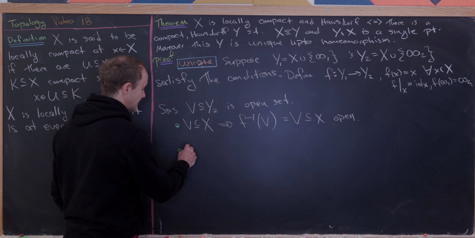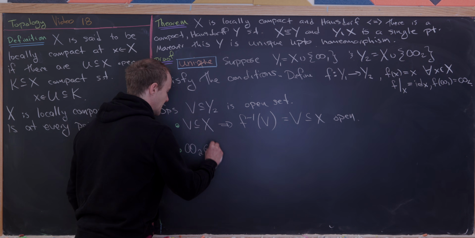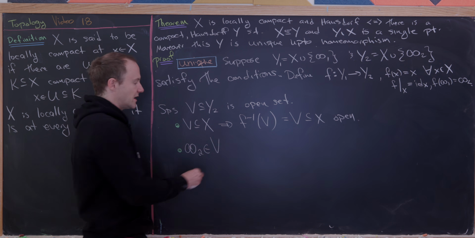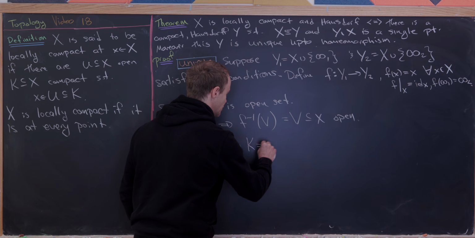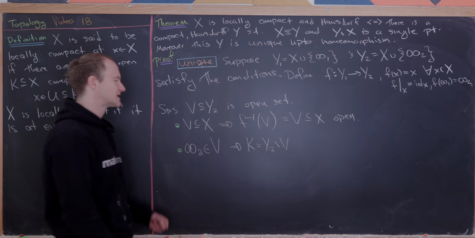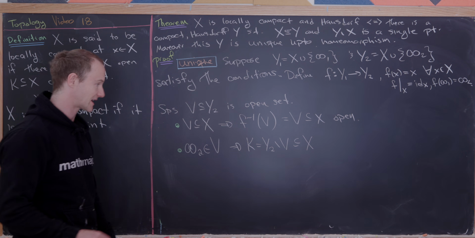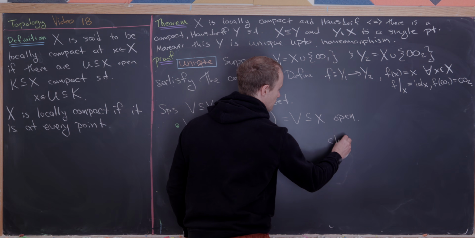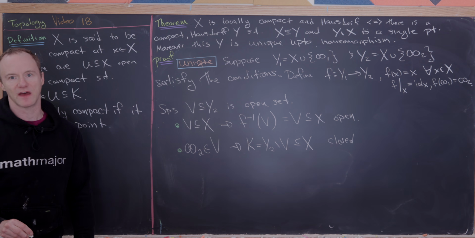The other case is that V is not a subset of X, but that can only be satisfied if infinity 2 is inside of V. Now let's look at K, which is equal to Y sub 2 minus V. K is the complement of an open set, which means it's closed, and not only is it closed, but it's a closed subset of X.